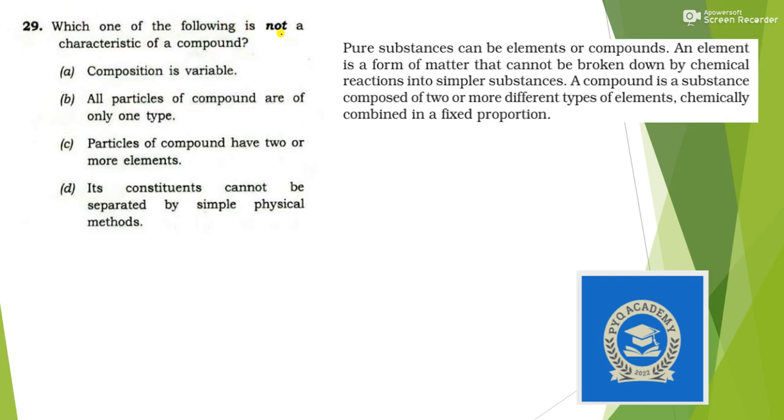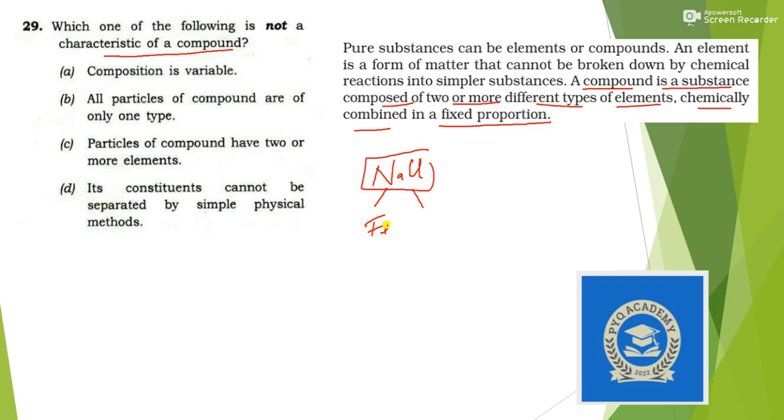Which one of the following is not a characteristic of a compound? First is composition variable. A compound is a substance composed of two or more different types of elements chemically combined in fixed proportion. Let's take an example of NaCl. Here Na and Cl are in a fixed proportion. It cannot become Na2Cl or NaCl2. It will always remain NaCl. So composition is not variable, it is always fixed. So this is the wrong option.